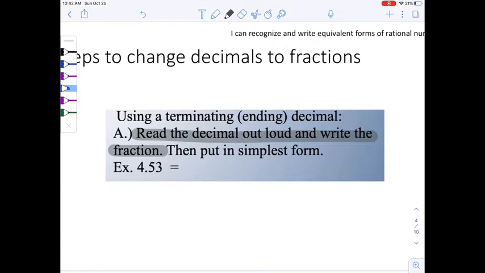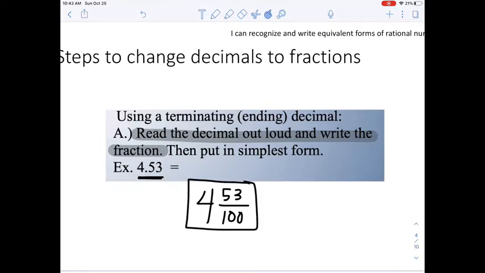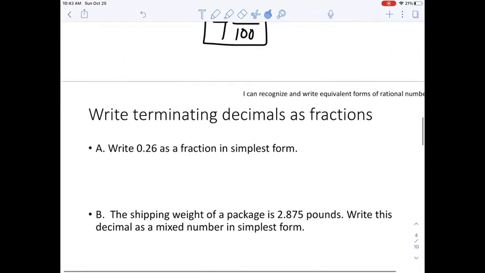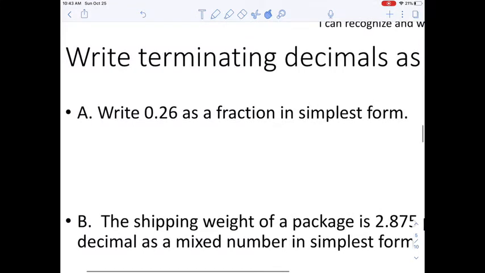So to change a decimal to a fraction, all we have to do is read the decimal out loud and write it as it sounds, and then put it in simplest form. So here we have 4 and 53/100ths. We write it just like it sounds. 4 is our whole number, 53/100ths, 53 over 100. And then we always want to put it in simplest form. In this case, we can't divide anything on the numerator and denominator and make it any simpler, so this is our answer.